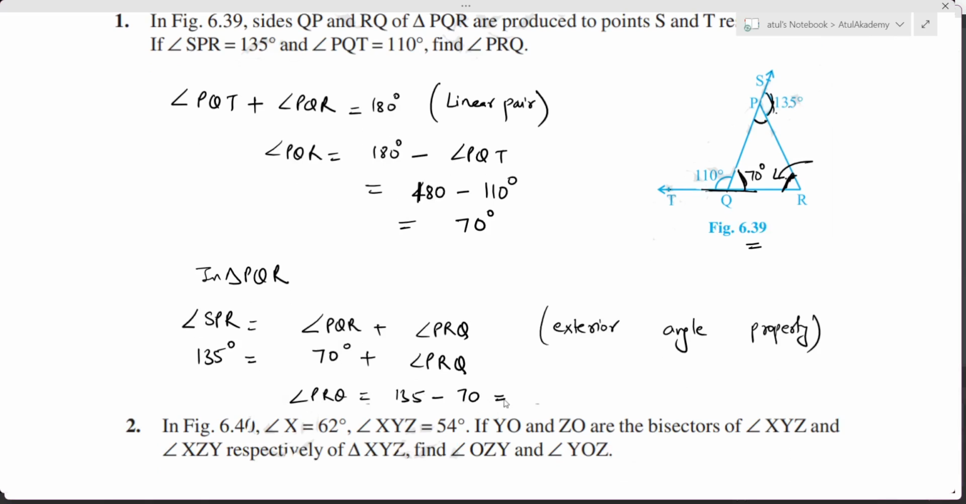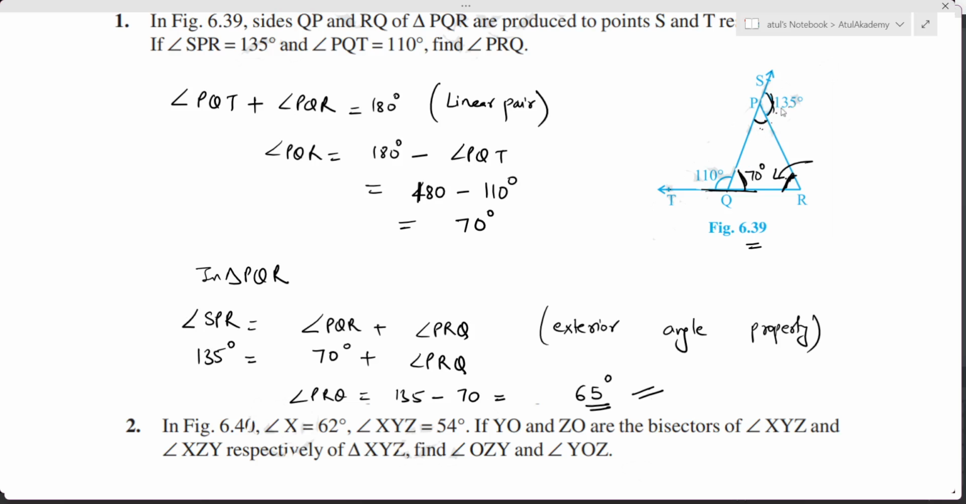135 minus 70. So let's subtract. 5 minus 0 is 5, 13 minus 7 is 6. 65 degrees is the answer. So we got the angle. We got PRQ as 65 degrees. Hence done.